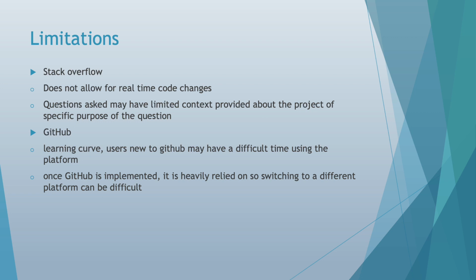GitHub's limitations are that there is a very intense learning curve. Because GitHub is so involved, new users may have a difficult time using the platform if they've never used it before. The other limitation is that once GitHub is implemented, it is usually heavily relied on by development teams, so switching to a different platform if companies find something that they like better can be very difficult and taxing.